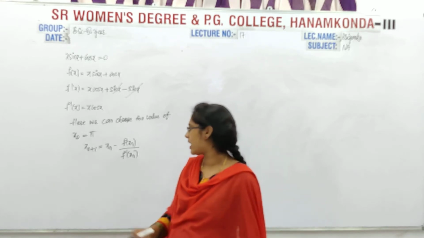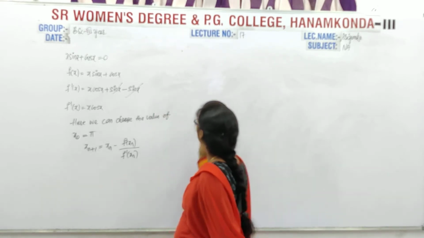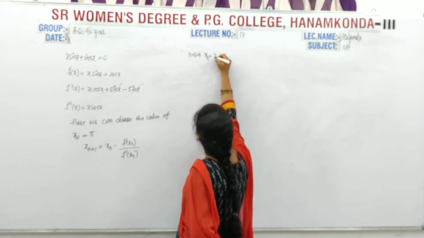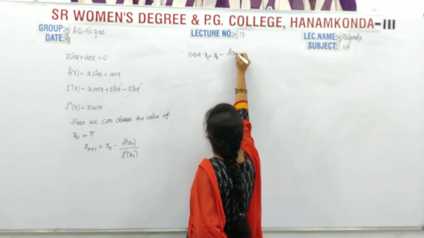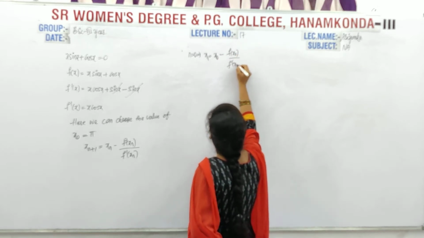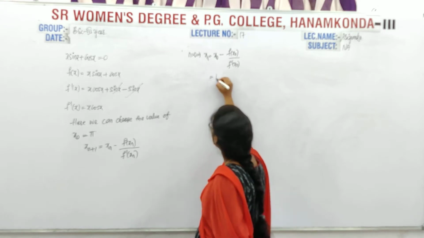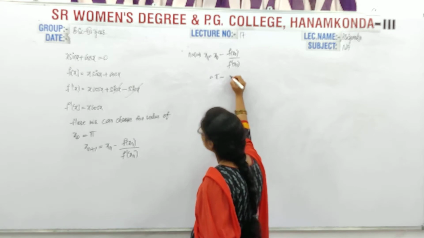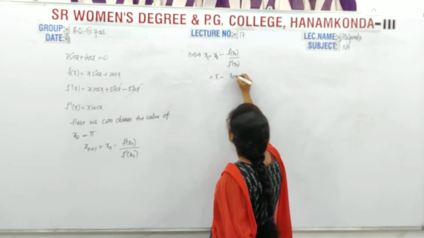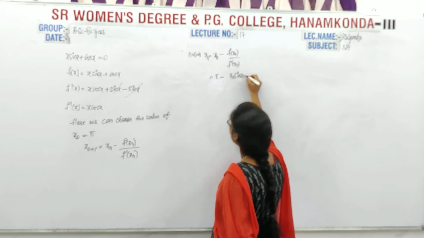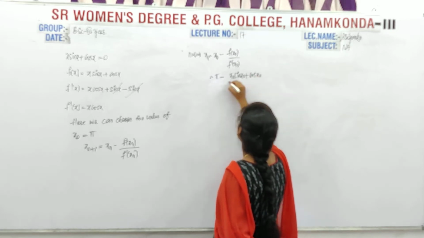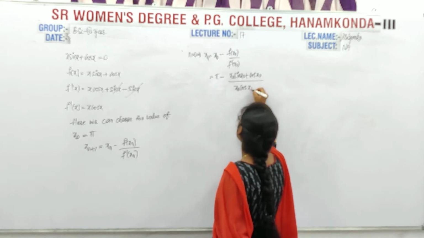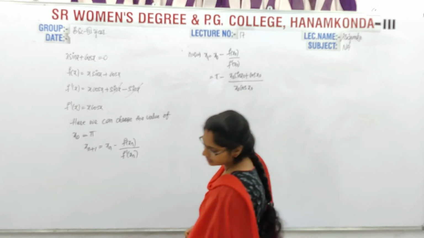Now first of all, what do I have to put? I have to put n is equal to 0. Then we get x1 equal to x naught minus f of x naught by f dash of x naught. So what is x naught here? Pi. Minus f of x naught, which means x naught sin x naught plus cos x naught, by f dash of x naught, which means x naught into cos x naught.